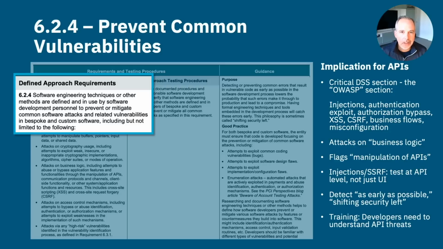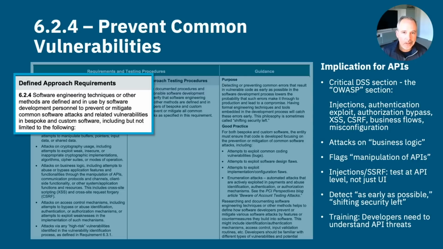It also explicitly flags APIs as an interface that must be considered when addressing these risks. Your testing programs must include APIs, not just the web and mobile app interfaces. 6.2.4 also reinforces the concept of business logic attacks that we just learned about in the prior section, and the need to examine your own application functionality and consider not only how your apps are meant to be used, but critically, how your apps might be abused.